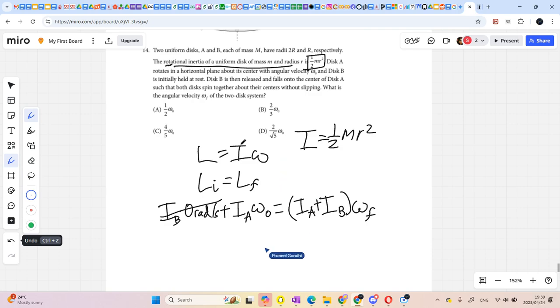Okay. So we plug in for the moment of inertia of A.